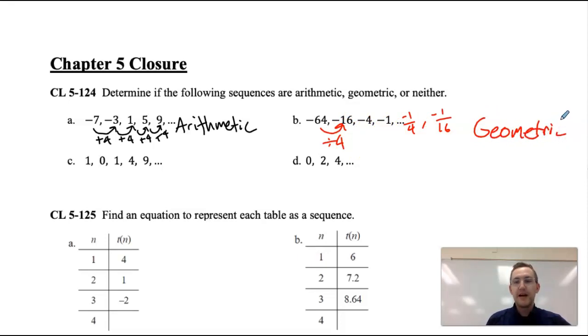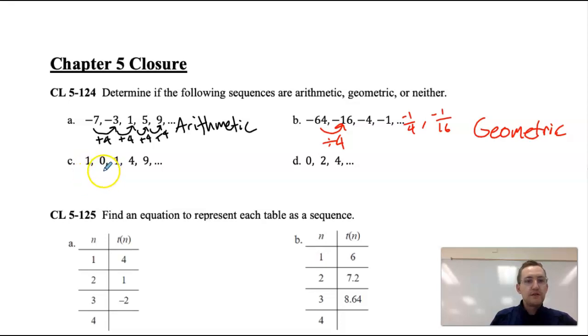Again, geometric, and we're not adding but multiplying or dividing by the same amount every single time. If we think of dividing as multiplication, it's like multiplying by a fraction. So in this case, it'd be like multiplying each term by a fourth instead. Awesome. So we go down to part C.